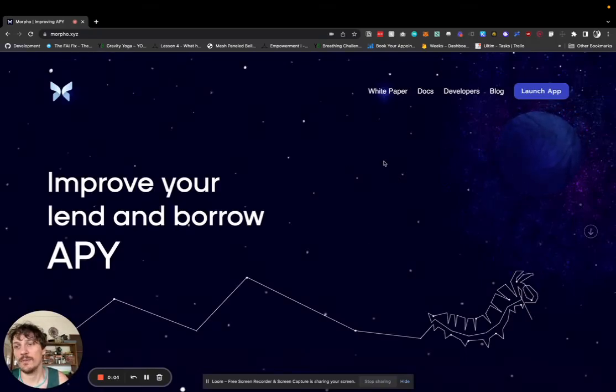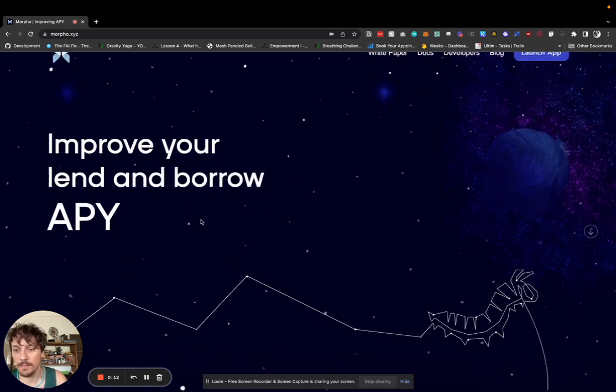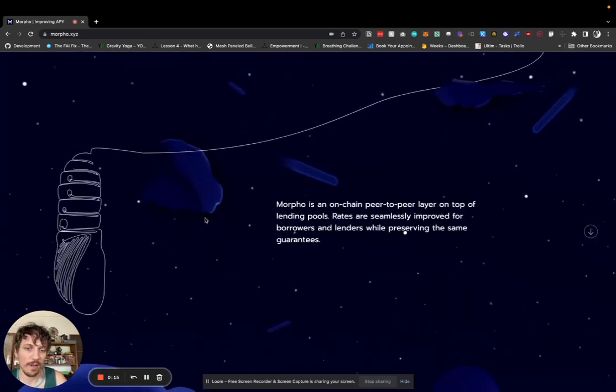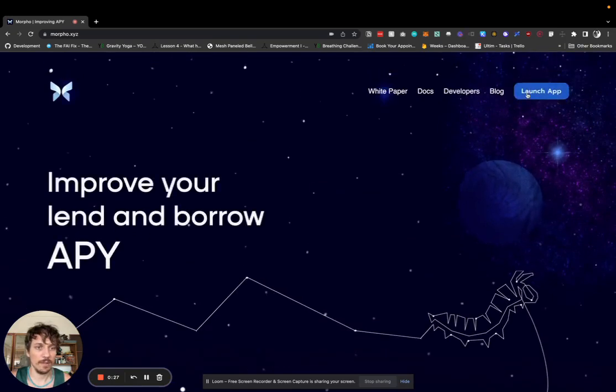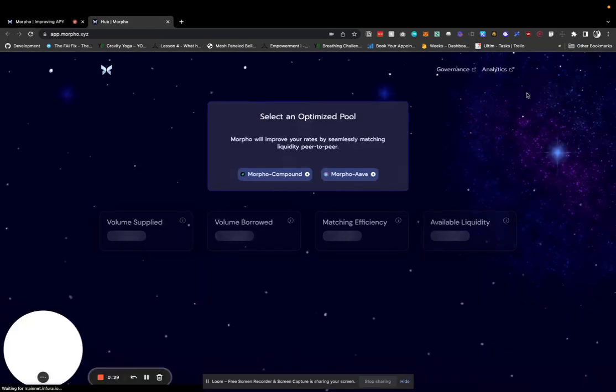Today I am reviewing Morpho XYZ. So let's see what it's all about. This is the landing page. Their first thing is improve your lend and borrow APY. Morpho is an on-chain peer-to-peer layer on top of lending pools. Rates are seamlessly improved for borrowers and lenders while preserving the same guarantees. So let's go inside their app and see what it's all about.